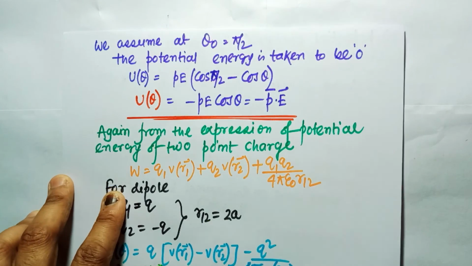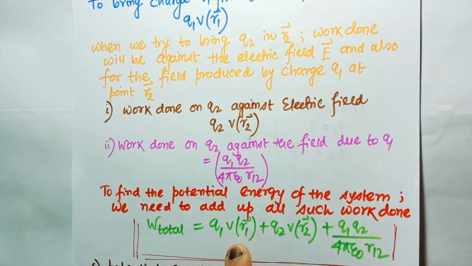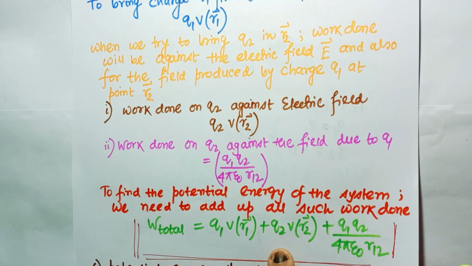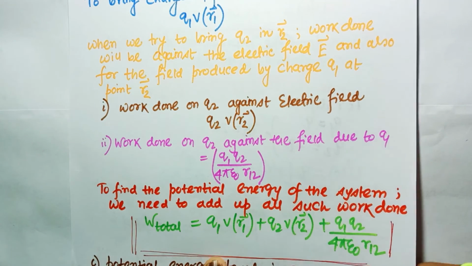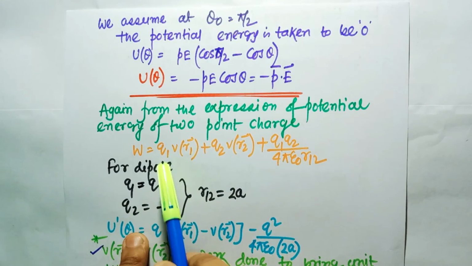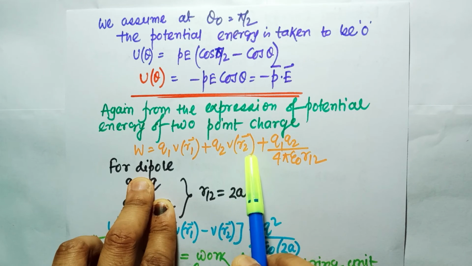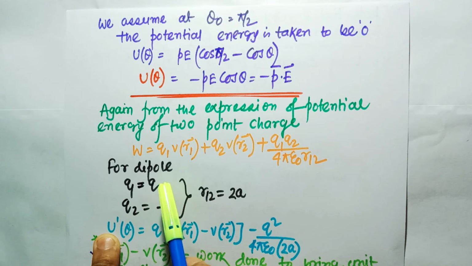We can also derive this expression in a second method. In our previous discussion, you can see the expression for the potential energy for a system of two charges: q1 V of r1 plus q2 V of r2 plus q1 q2 divided by 4 pi epsilon naught times the separation between them. Now I am considering the case of a dipole. A dipole has two different charges, one is plus Q and another is minus Q. So in this expression we can put q1 equal to Q, q2 equal to minus Q, and r12, the separation between the two charges, equal to 2a.